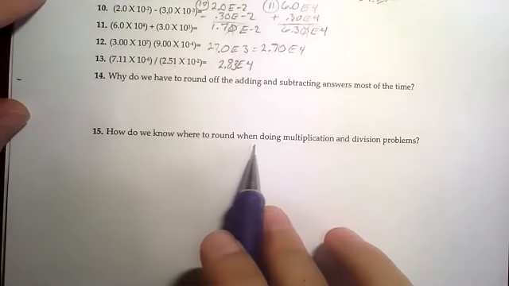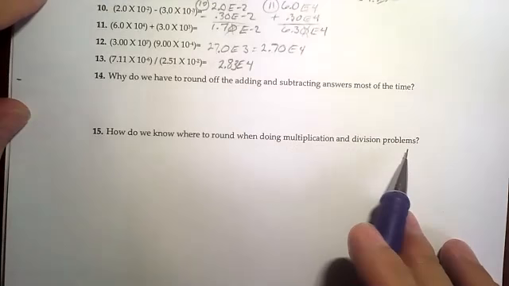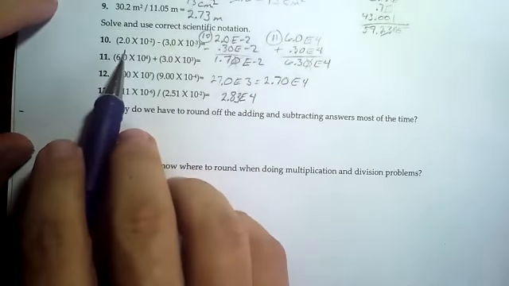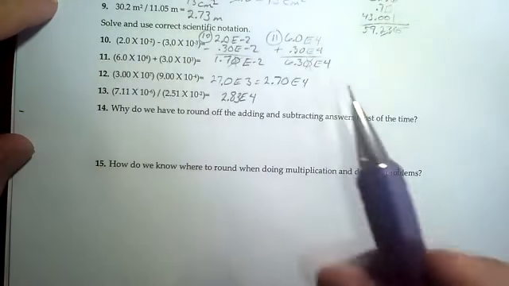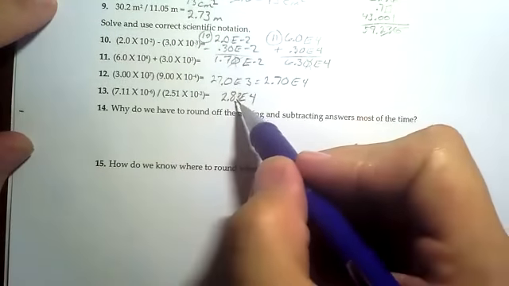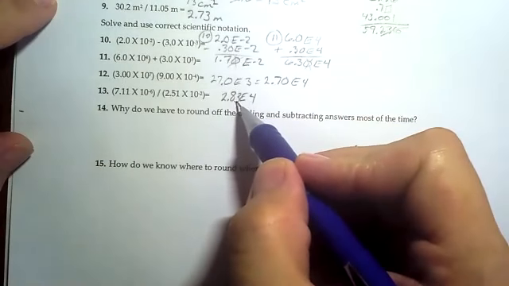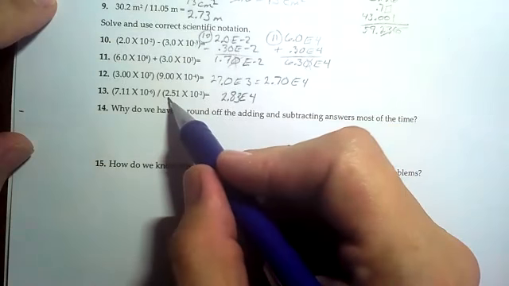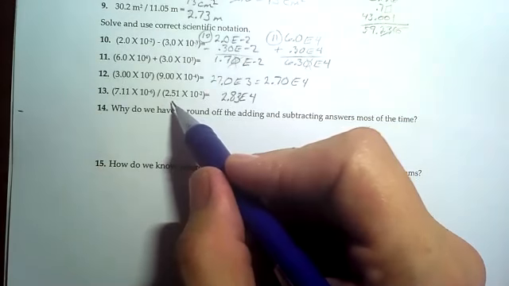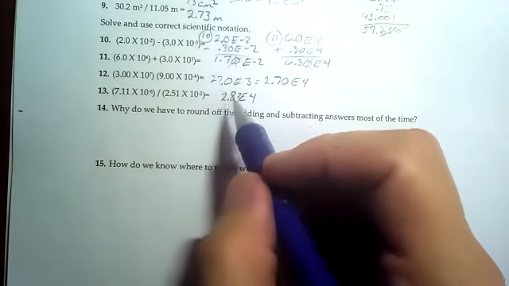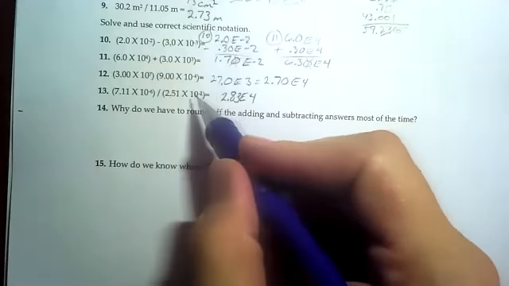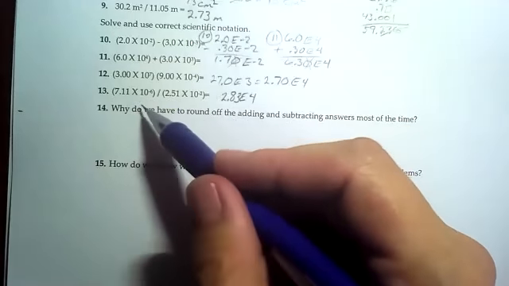How do we know where to round when doing multiplication and division problems? Because we look at our data given and we count the significant figures in the data. So our answer needs to have the same number of significant figures as the smallest piece of data. Or to probably even say it better, my answer will have the same significant figures as the smallest number of sig figs in my data.